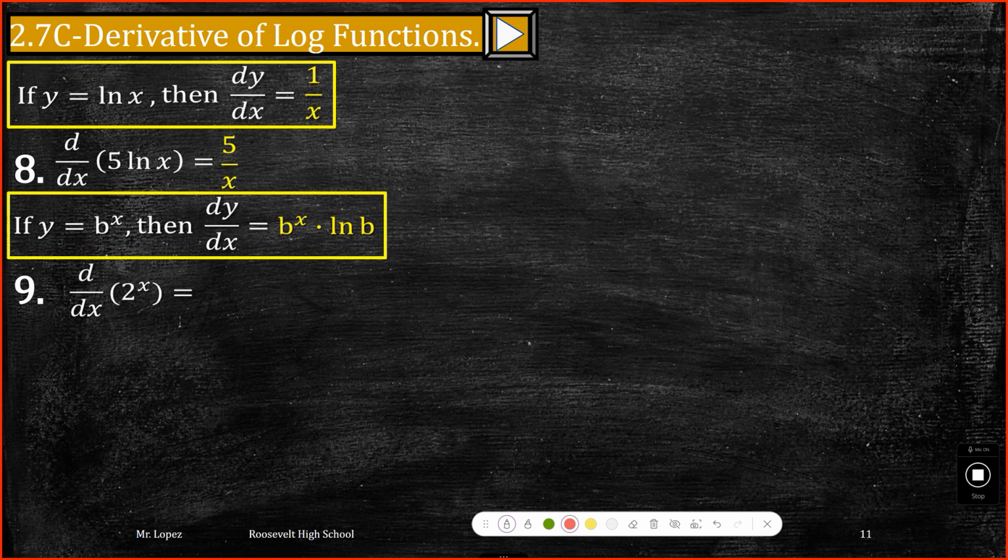So how do we put this into practice? What's the derivative of 2 to the x? It would be 2 to the x times the natural log of the base, which base is 2.